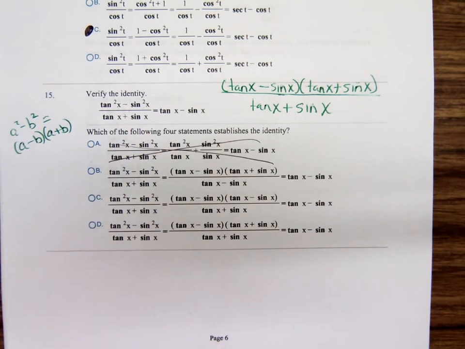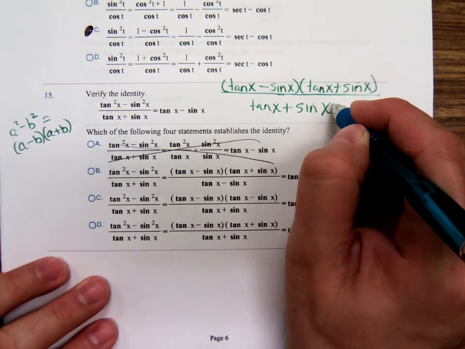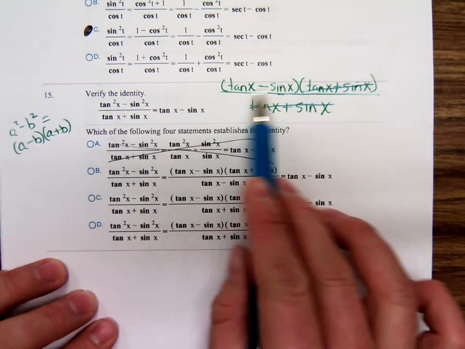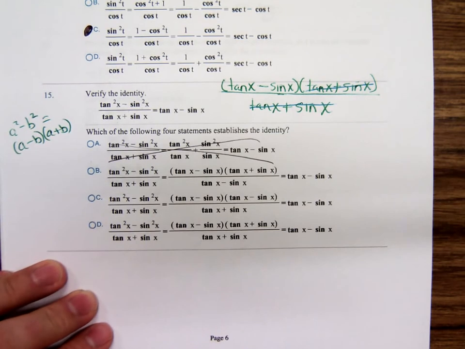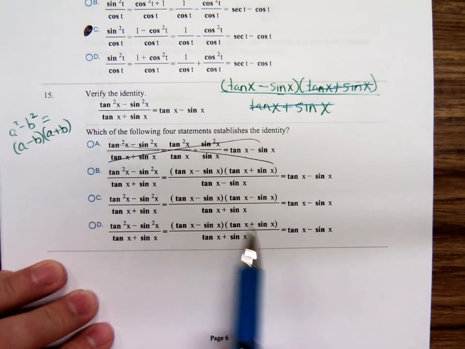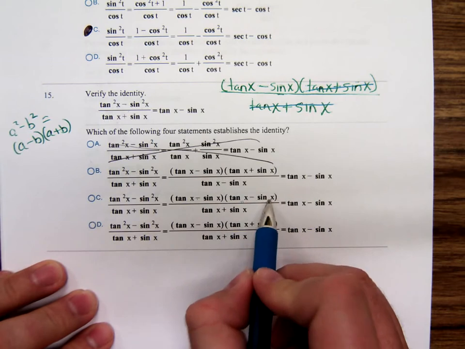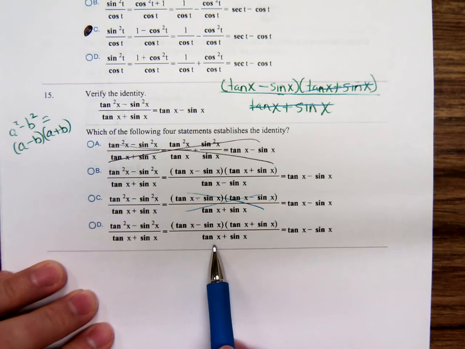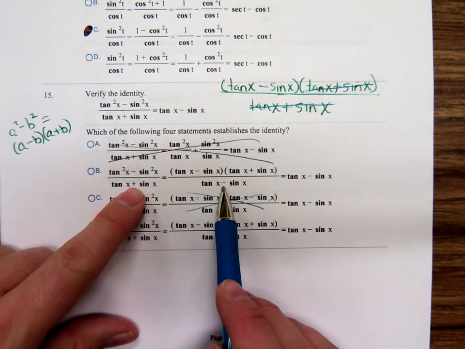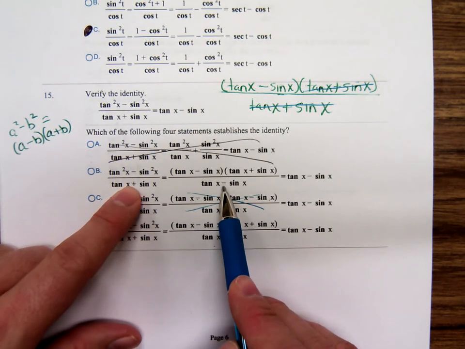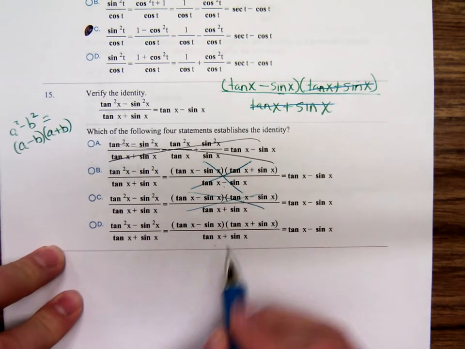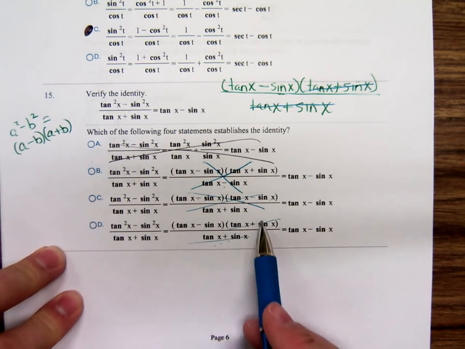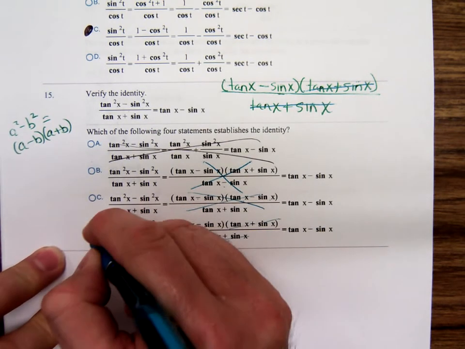Once you do that, you can cancel all of this and all of that, leaving you just tangent x minus sine x. So which one does that? Well, it's not C, because both of those are minuses. It's either this one or this one. Oh, look here. Should be a plus in the bottom, not a minus. So nope, it's this one. Notice how, I guess the software doesn't show the canceling, maybe because it would look too messy if it did.